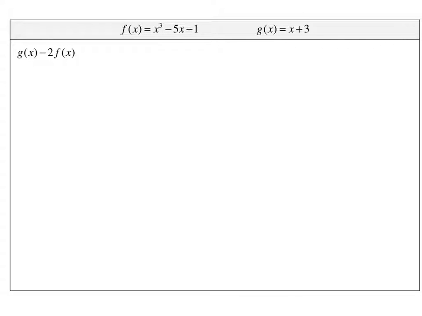So I'm going to take g of x, which is right here, and subtract 2 times f of x, which is right here. So here's what that looks like. I'm first going to start with g of x, and then I'm going to subtract 2 times f of x. So inside of here, I'm going to put g, minus 2 times inside of here, I'm going to put f. I'm not plugging any numbers in for x, I'm simply putting the full equation, the full function.